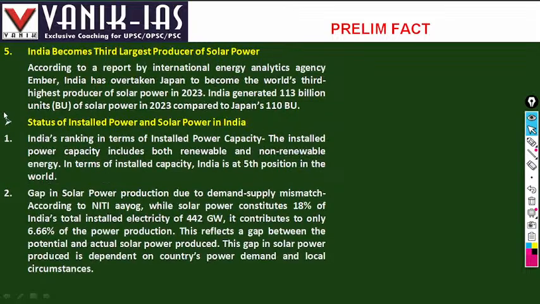Then, India becomes the third largest producer of solar power. According to a report by the energy think tank Ember, India has overtaken Japan to become the world's third largest producer of solar power in 2023. India generated 113 billion units of solar power in 2023 compared to Japan's 10 billion units. Status of installed power and solar power in India.